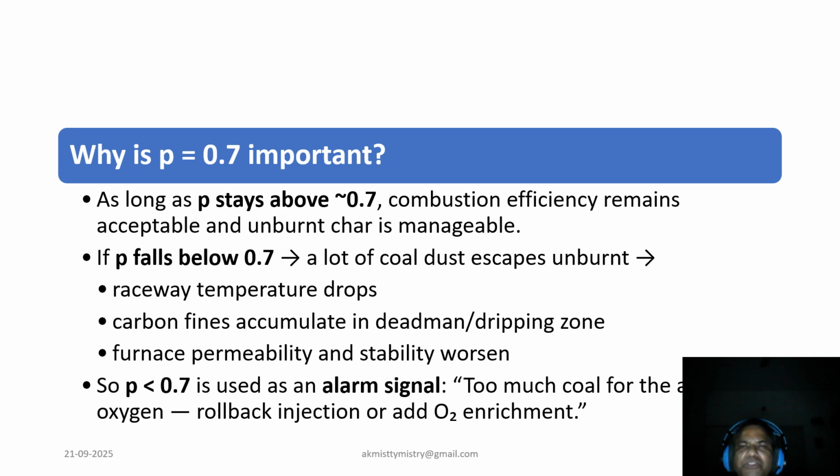However, the moment P drops below this 0.7 mark, the situation deteriorates very rapidly. A significant amount of coal dust escapes the raceway without burning. This has a cascade of negative effects. The raceway temperature drops and these unburned carbon fines start to accumulate in critical areas like the dead man and stripping zones. This buildup clogs the furnace, reducing its permeability and severely compromising the overall stability of operation.